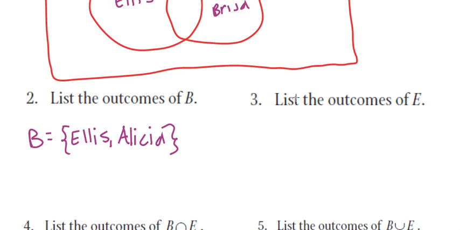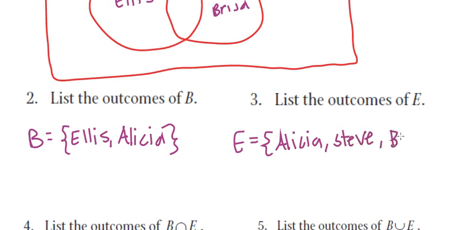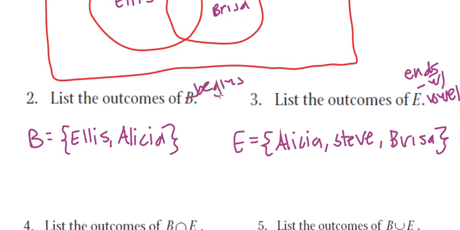All right, E is going to be list the outcomes of E. So that's going to be the names that end with a vowel. So there we're still going to have Alicia, but we're going to add Steve and Brisa. So again, E just means ends with vowel. B just means begins with vowel.